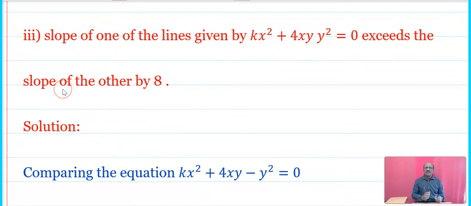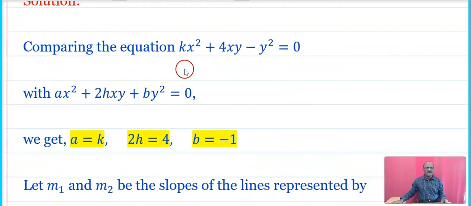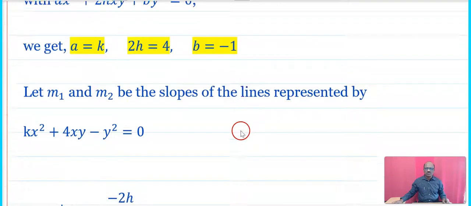Next question. The slope of one of the lines given by kx square plus 4xy minus y square is equal to 0 exceeds the slope of the other by 8. Again, comparing the equation kx square plus 4xy minus y square is equal to 0 with ax square plus 2hxy plus by square is equal to 0, here a is equal to k, 2h is equal to 4, b is equal to minus 1.